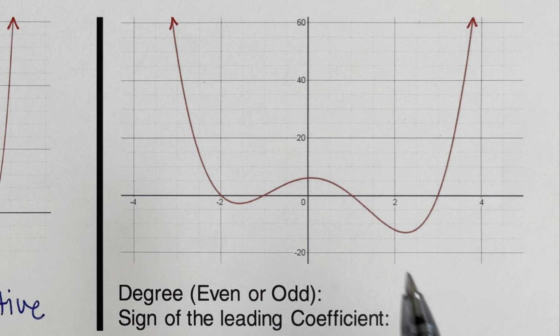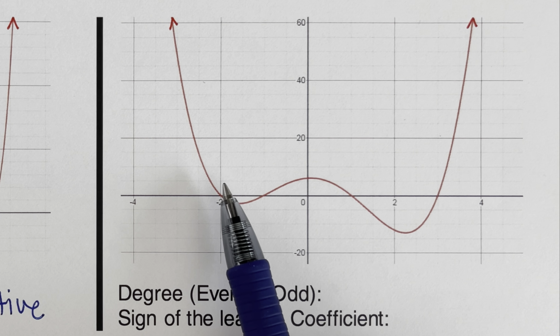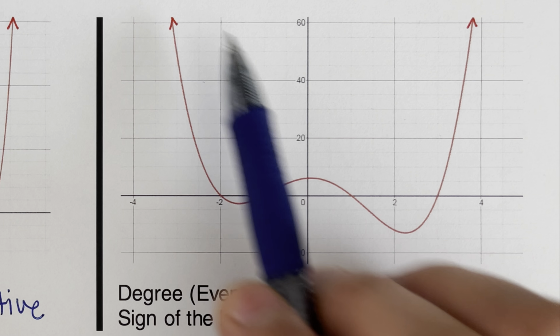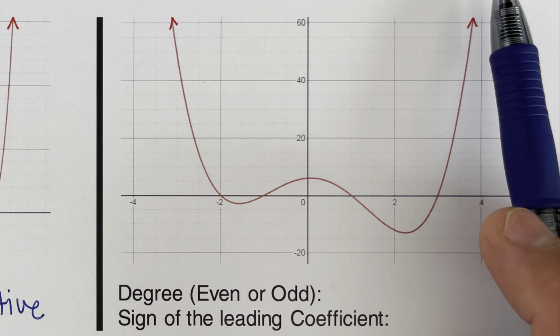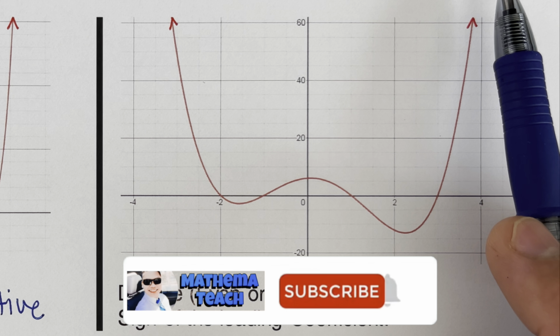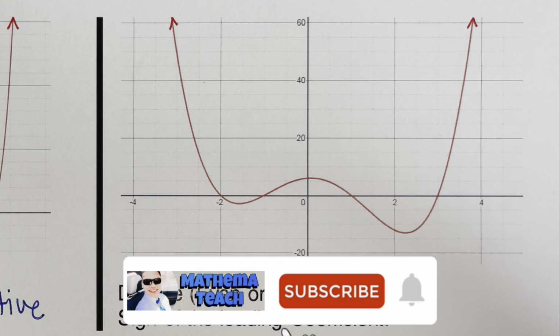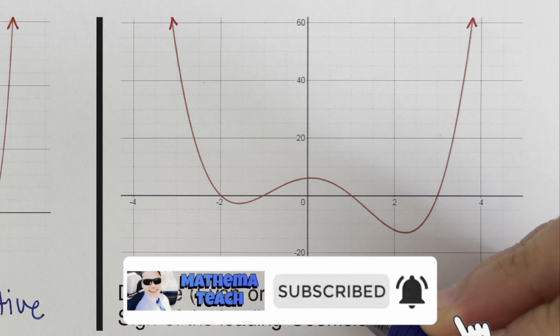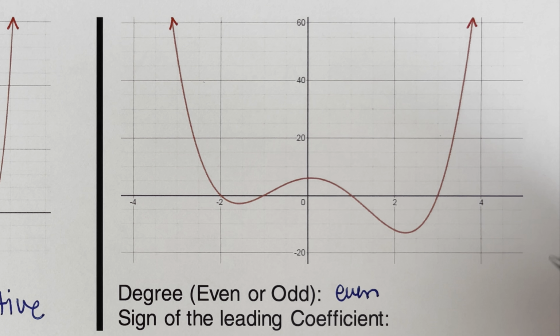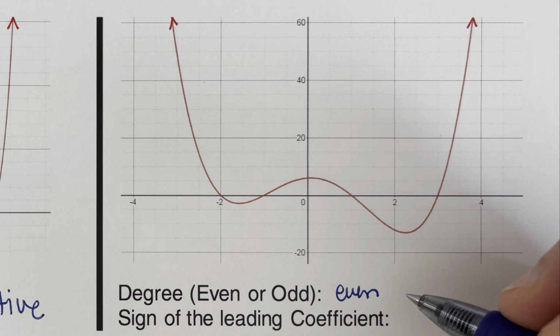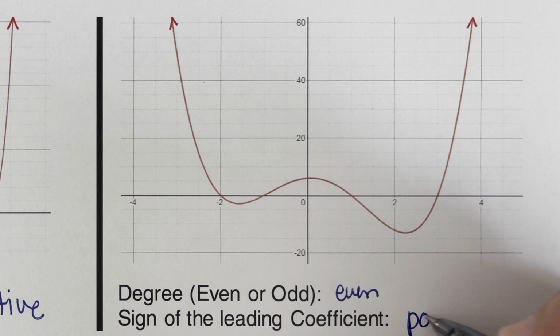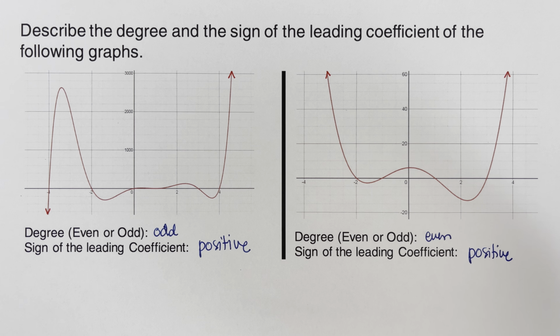Okay, looking at the next example right here, both of the ends of the graph are directed upward. And so we can go ahead and say that this is an example of an even positive graph. So I'm going to go ahead and write even for the degree. And then the sign for this would be positive. Did you get the same answers as this?